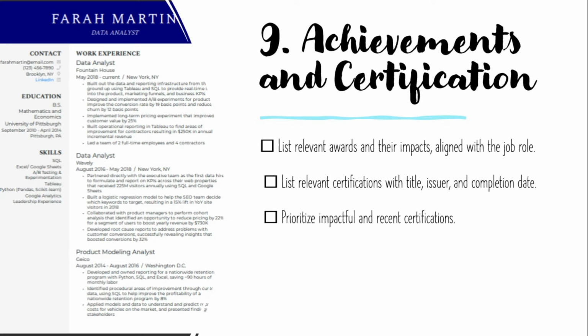Next section is achievement and certification. Here you have to list relevant awards and their impact aligned with the job role. Again, you have to list relevant certifications with title, issuer and the completion date. And you have to prioritize impactful and recent certifications related to the job. In the example here, you can see that he has mentioned the skills and certifications in the same section. Okay, like that you can mention it.